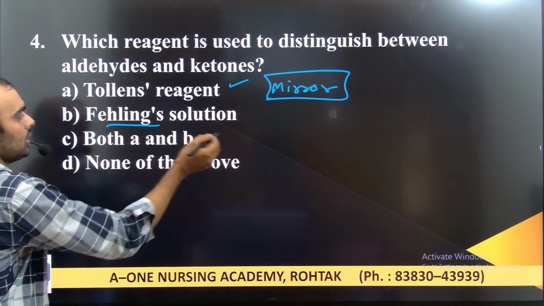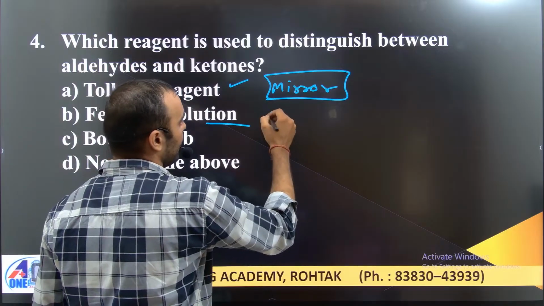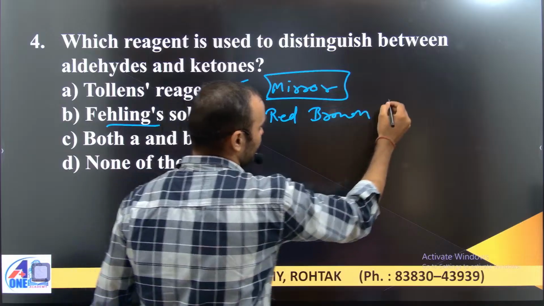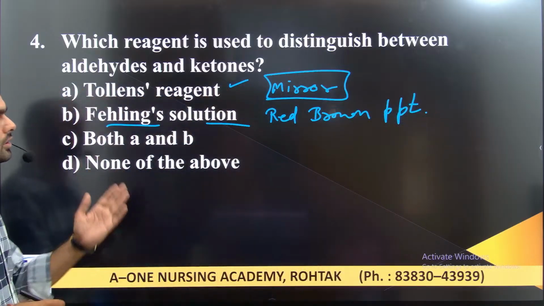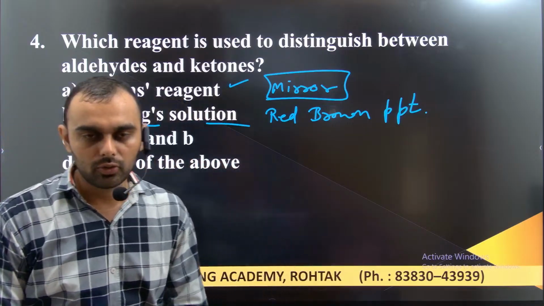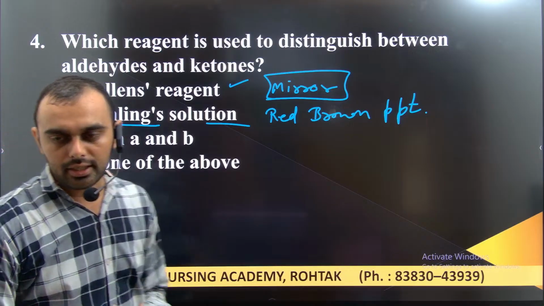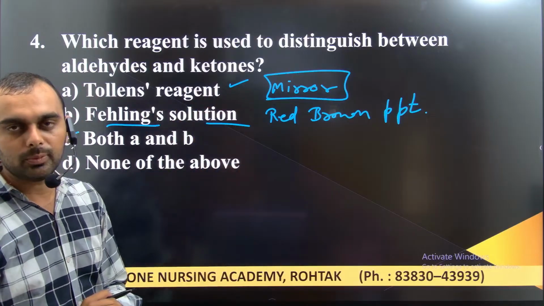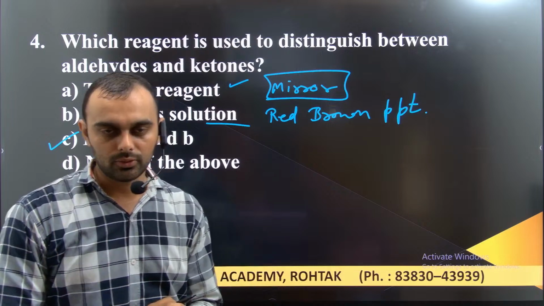And Fehling's solution test, yes, this test is also given by aldehydes, and a red brown precipitate gets formed. Both tests are shown by the aldehyde, and both tests are negative for the ketone. So what is the right choice? Both A and B are the right choice to distinguish between aldehydes and ketones. So with the help of these two tests, we can differentiate between aldehydes and ketones.